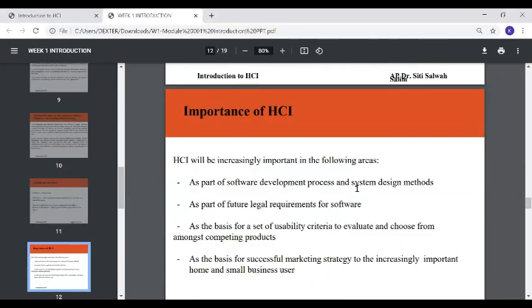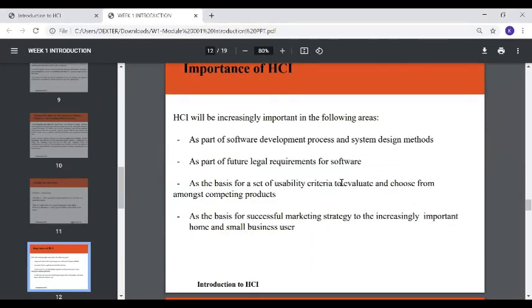So, the importance of HCI. HCI will be increasingly important in the following areas: as a part of software development process and system design methods, as a part of future legal requirements for software, as a basis for a set of usability criteria to evaluate and choose from among competing products, and as the basis for a successful marketing strategy to the increasingly important home and small business user.